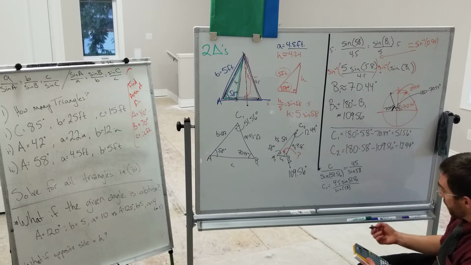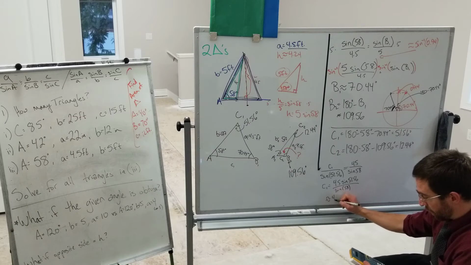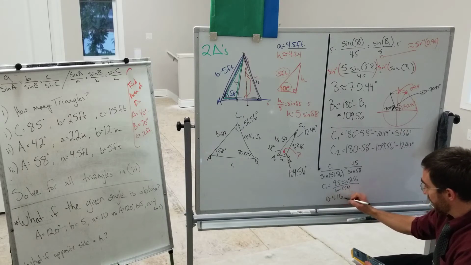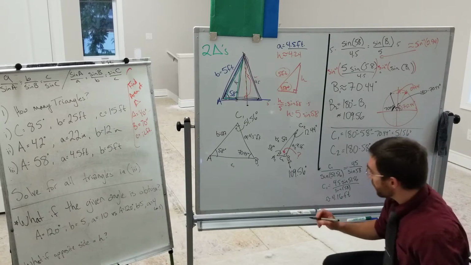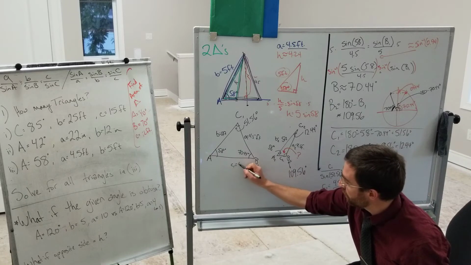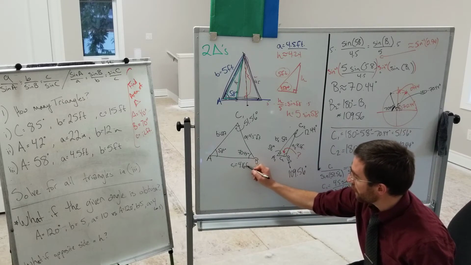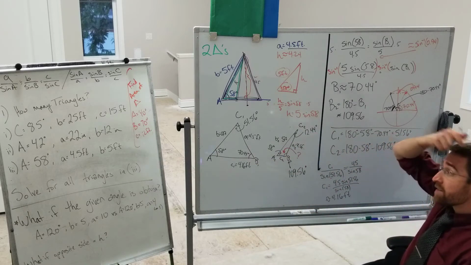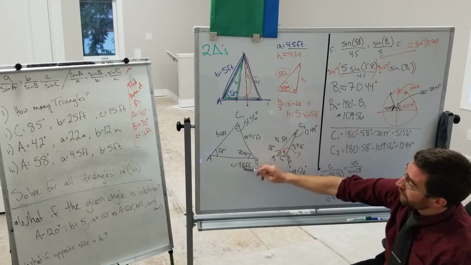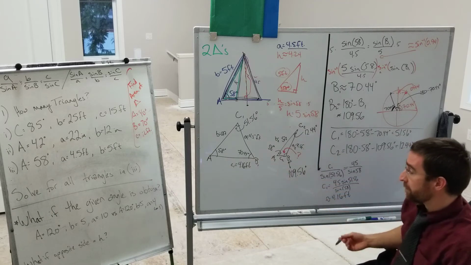And that gives us about 4.16 feet. So c sub 1 is about 4.16 feet, which makes sense. This is our smallest angle. It should be opposite our smallest side.